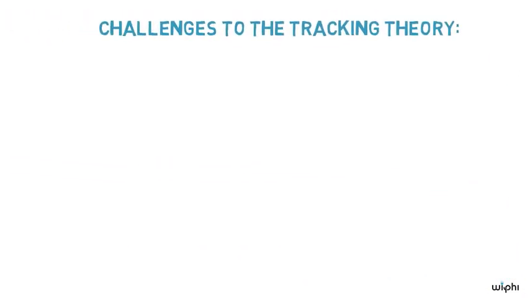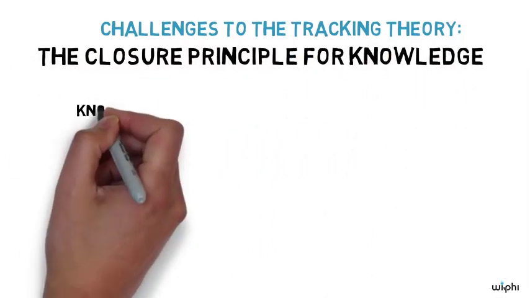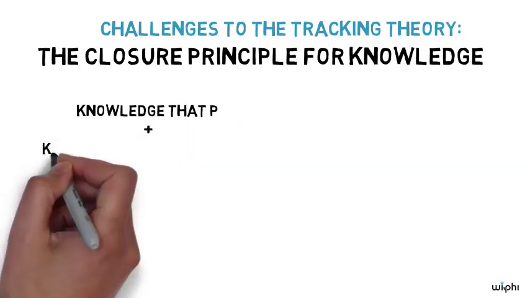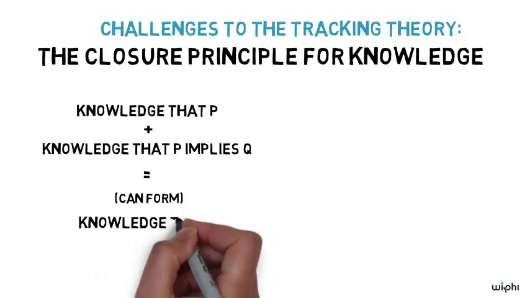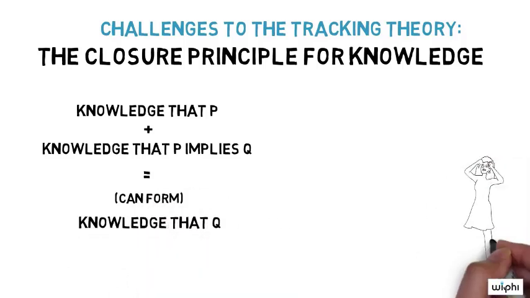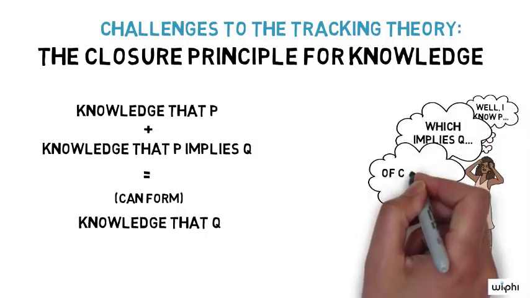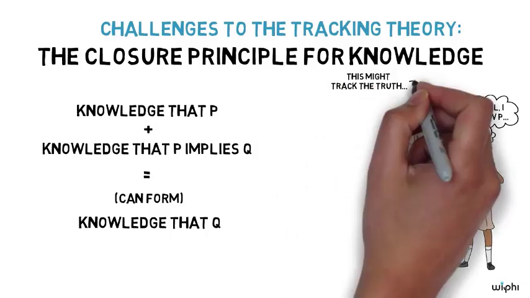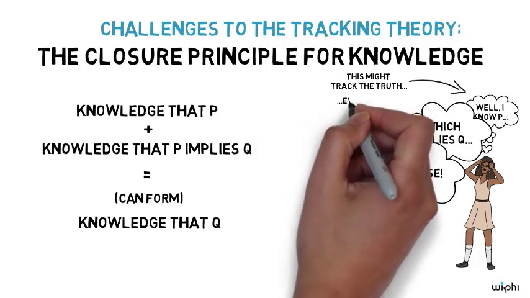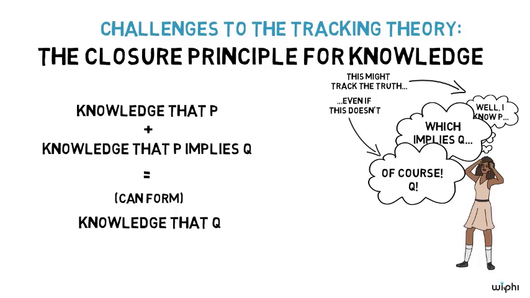Another kind of problem has to do with what's called the closure principle for knowledge. The closure principle says that when you know P, and you know that P implies Q, you're also in a position to know Q. It's a very plausible idea. It seems that when you figure out that one thing you know implies something else, that's just a way of learning that further thing too. But the tracking theory, at least as Dretske and Nozik formulated it, is incompatible with the closure principle. That's because your belief that P can track the truth, while your belief that Q fails to track the truth, even if you know that P implies Q.